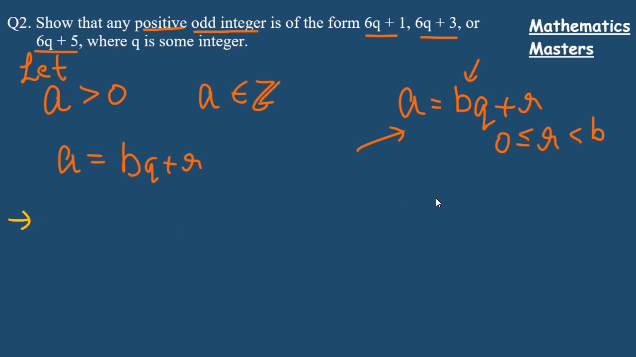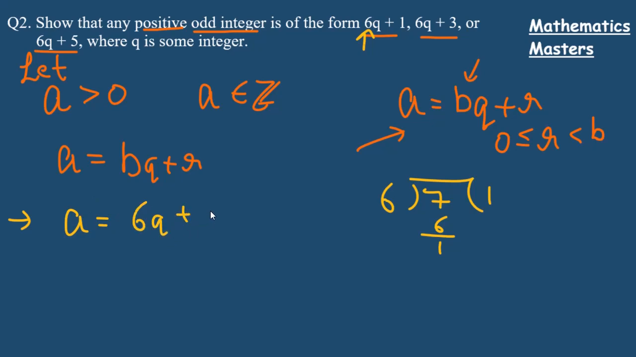Now, if I divide any number, suppose 7, by 6, why am I doing this with 6? Because 6 is over here. So if I divide any number by 6, let's see what will happen. Let me divide 7 by 6: 6 times 1 is 6, remainder is 1. So a can be written as 6q plus 1. Remember, a is any integer, and now I'm letting different integers to be a. So if a is 7, then a can be written as 6q plus 1.